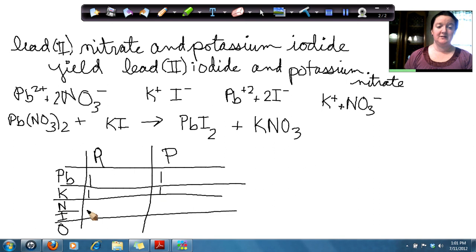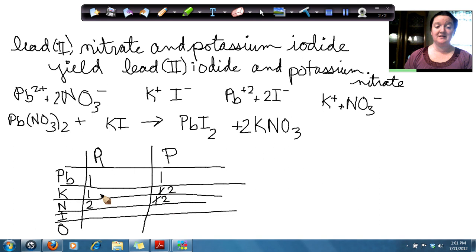Great. Now let's look at our nitrogen. If I look at the nitrogen on this side, there's one inside here, but I have two of those. So that means I have two nitrogens. But over here I only have one nitrogen. So what do I have to do to the potassium nitrate in order to get two nitrogens? Well, I'm going to put a 2 out in front. So that's going to change that to a 2. But now I'm also going to be changing the number of potassiums I have. So that's going to be 2.